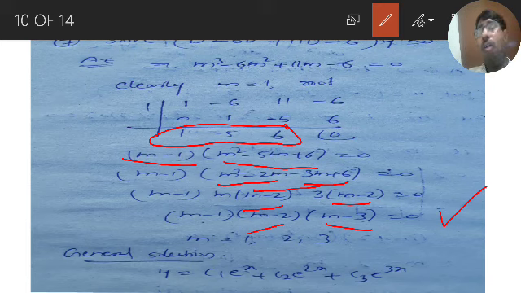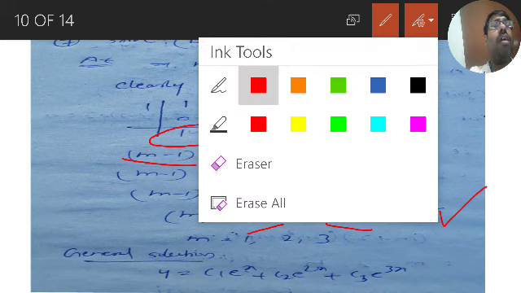The roots are 1, 2, 3. Three real and different roots. The general solution is c1 into e power of x plus c2 into e power of 2x plus c3 into e power of 3x. So this is a synthetic division method, a very easy method.